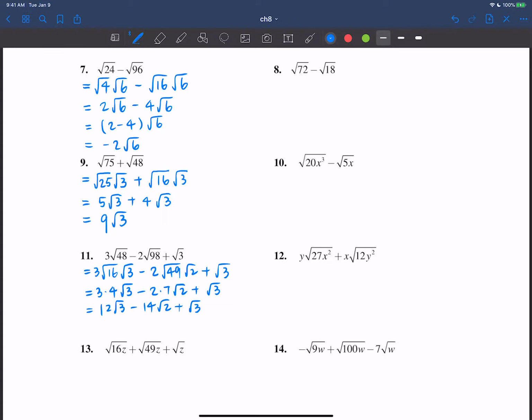We do have like radicals, which is the first part and the last part. So we could combine the first term and the last term, but not with the second term. If I combine the first term and the last term, there is an invisible 1 in front of radical 3. Apply distributive property. 12 plus 1 is 13, followed by radical 3. And then we still need to write the second term, so you subtract 14 radical 2. And this is our final answer to number 11.